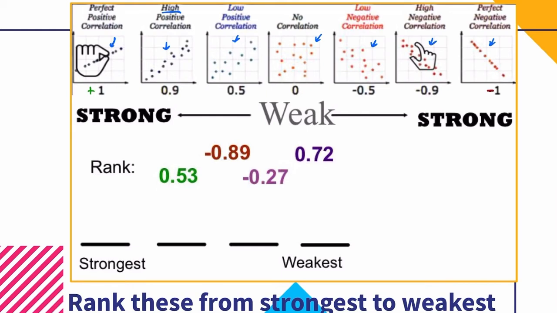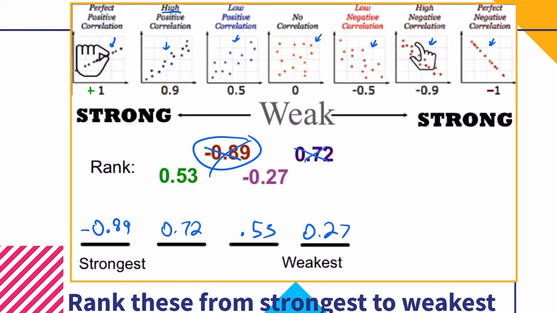So our strongest would be the highest number. Don't really care if it's positive or negative, because those can be considered strong either way. And after 89, we have 72. And then after 72, we have 53. And then 27. So without looking at the sign in front, I'm just really focused on that number, kind of like a test score. Like an 89 would be really strong, 27 would be really weak.